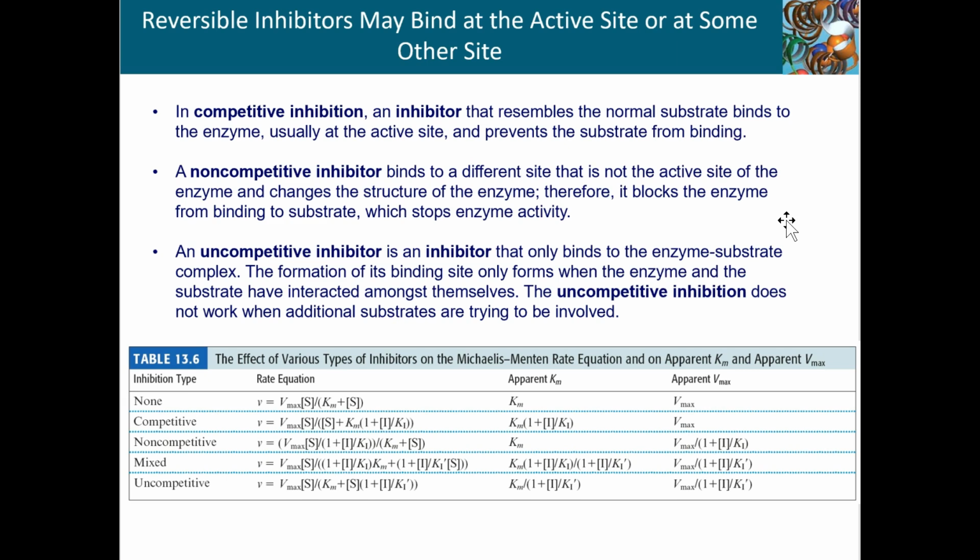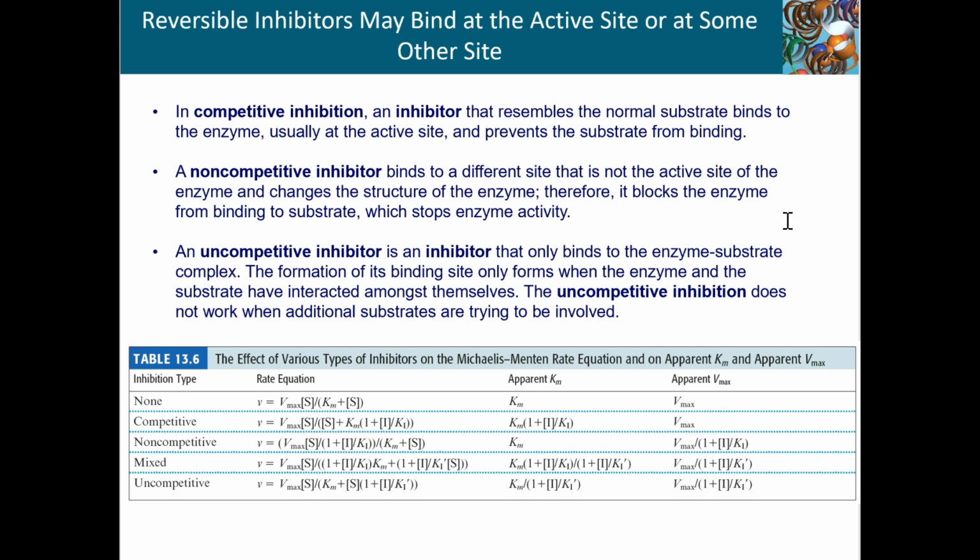We also have the uncompetitive inhibitor, and it's really important to not confuse the uncompetitive inhibitor with the non-competitive inhibitor. An uncompetitive inhibitor will only bind the enzyme substrate complex. It won't bind the enzyme until the substrate is associated with it.